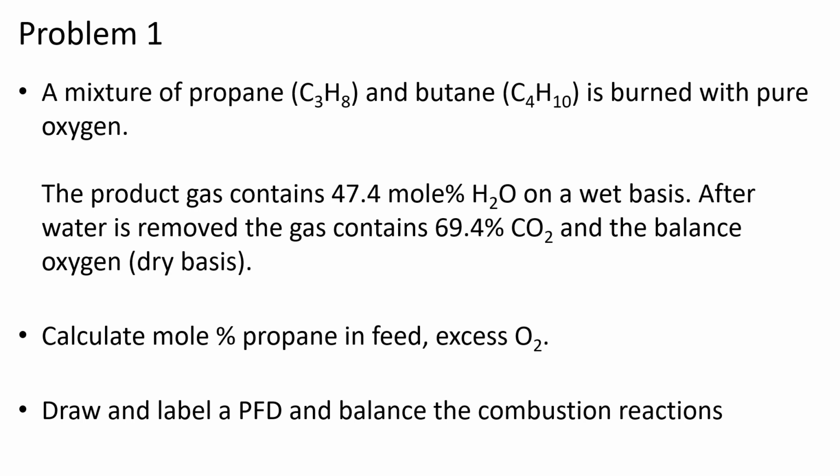So here's the first problem. We have a mixture of two hydrocarbons, propane, which is C3H8, and butane, which is C4H10. It's burned with pure oxygen. So here's an example in which we don't have nitrogen present. We're burning this with pure oxygen. We're told the product gas from this combustion contains 47.4 mole percent water on a wet basis. So 47.4% of the product is water, which means the balance is the dry gas. After the water is removed, the dry gas contains 69.4% CO2 and the balance is oxygen. So this dry gas contains only CO2 and oxygen.